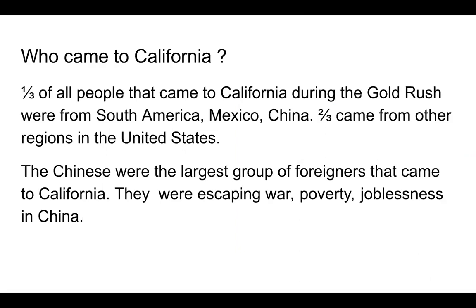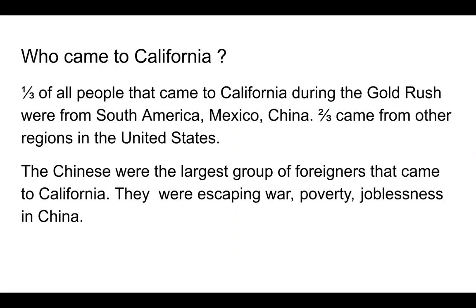So who is coming to California? So we know there's a lot of people coming. There's 300,000 coming. A third of all of those people are coming from abroad. So they're coming from other countries. The most common is from China. So the Chinese are the largest group of foreigners that come to California.